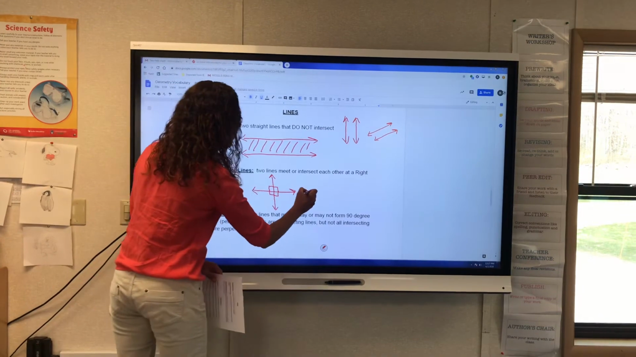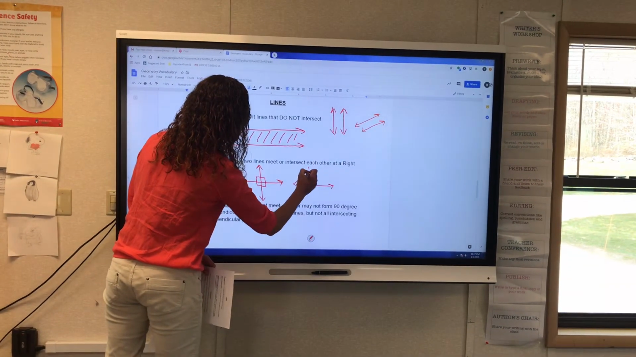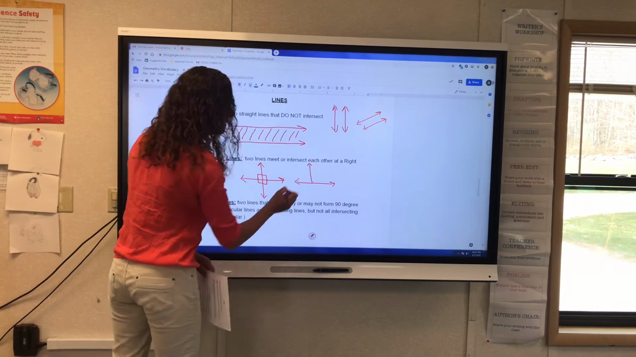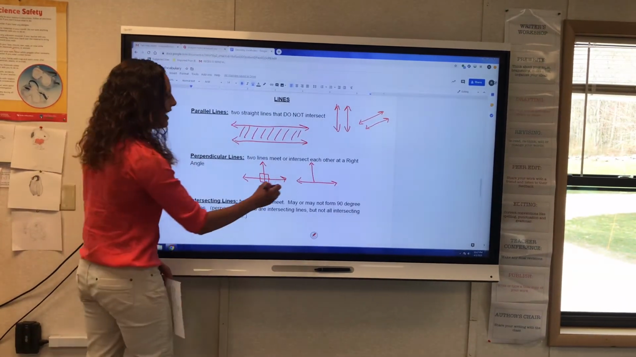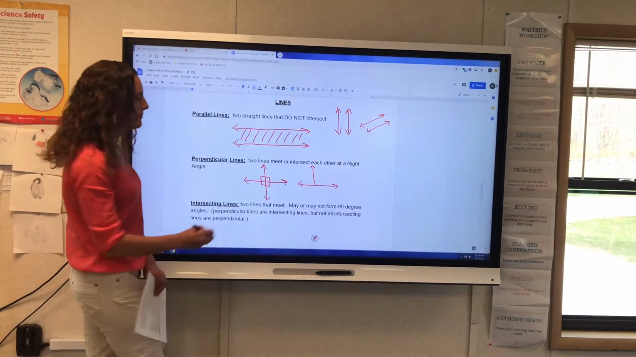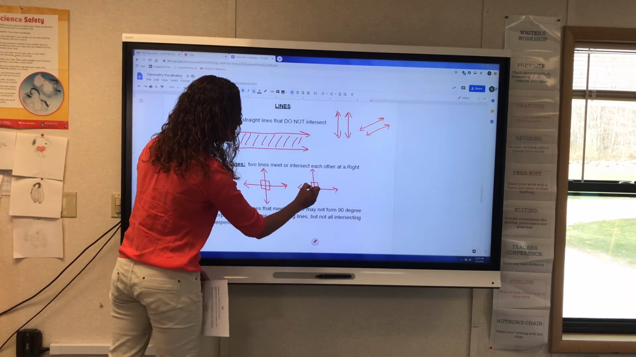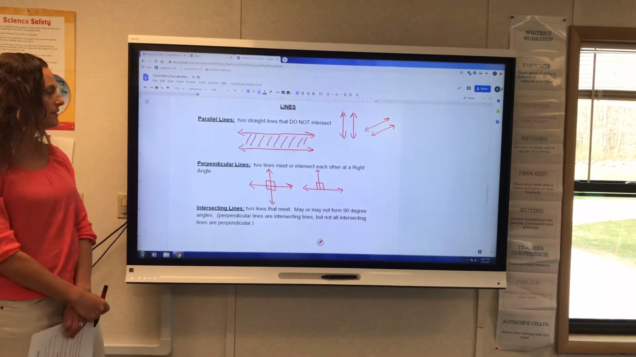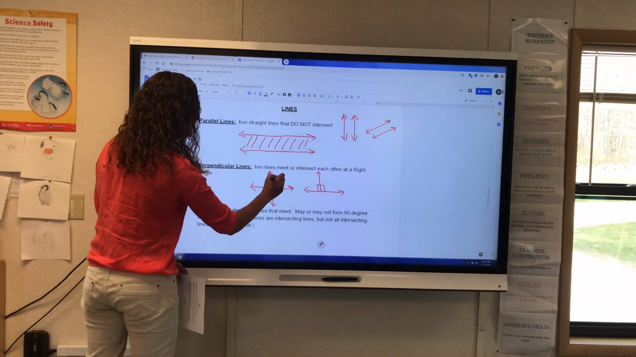Another example of how a perpendicular line might look is like this. So here you can see this is a straight angle, and this is intersected by a line moving up vertically, and this perpendicular line has formed 2 right angles here. So those are perpendicular and they form 90-degree angles.